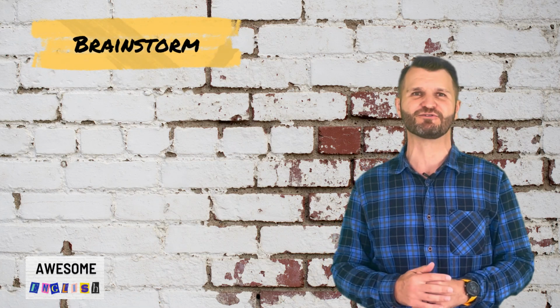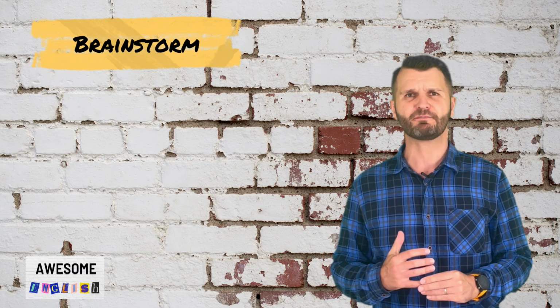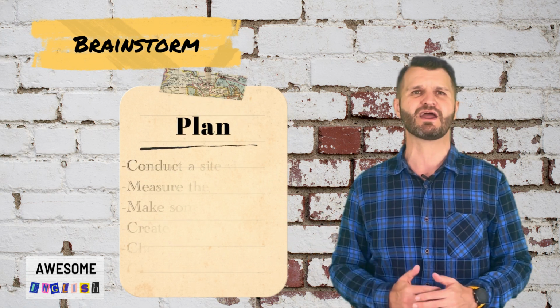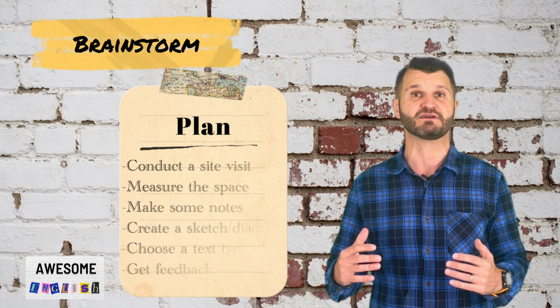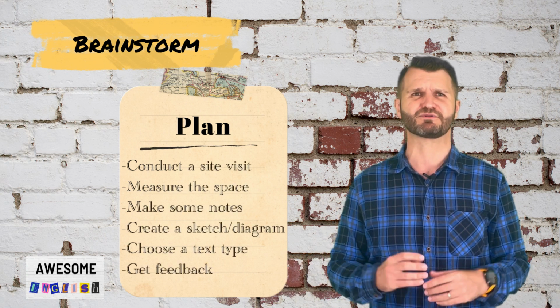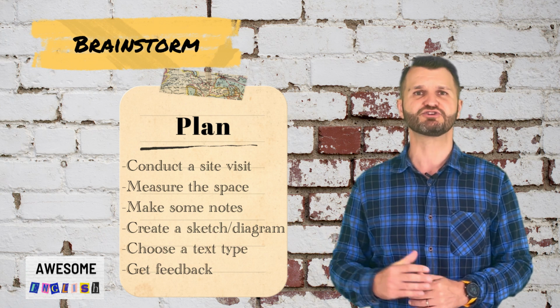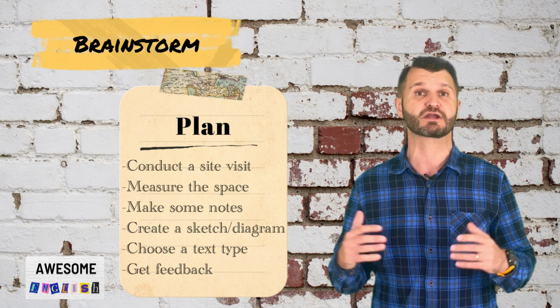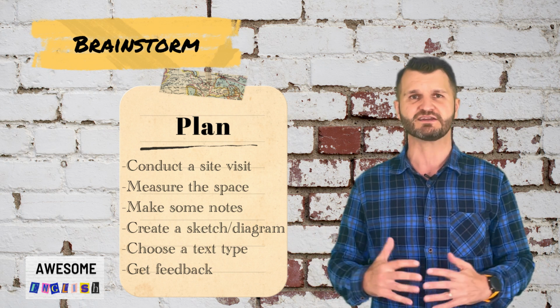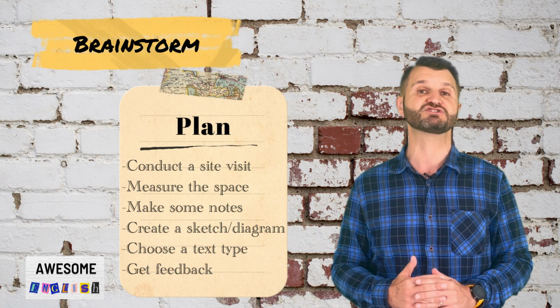So as part of the design stage, we need to develop our ideas further. At this point, it might be a good idea to conduct a site visit. That means walking to where you think your garden might be. You can measure out the space, make notes, sketch something, or draw diagrams. You could draft an appropriate text type, like a procedure on how you're going to get your design to work. And finally, get some feedback on your initial ideas.